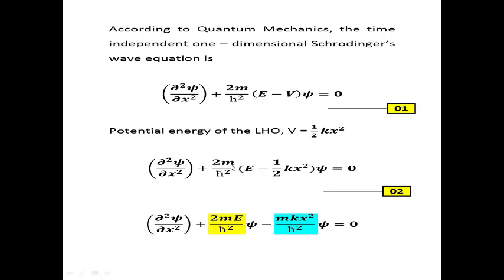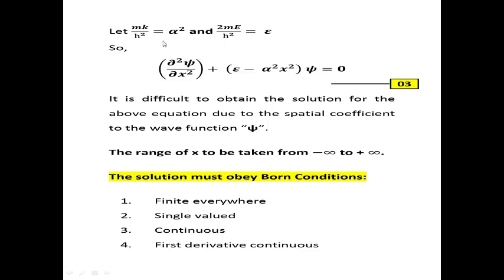Inserting the term 2m by h cross squared inside the bracket, we get the equation like this. Notice that these terms are constant: m is the mass of the particle, E is the energy of the particle, h cross is a constant, and k is the spring constant. So if we take mk by h cross squared as alpha squared and 2mE by h cross squared as epsilon, the equation can be written as d squared psi by dx squared plus (epsilon minus alpha squared x squared) times psi equals 0. That is equation number 3.